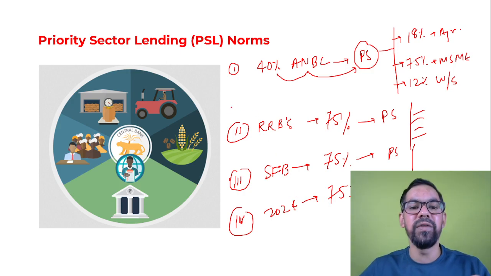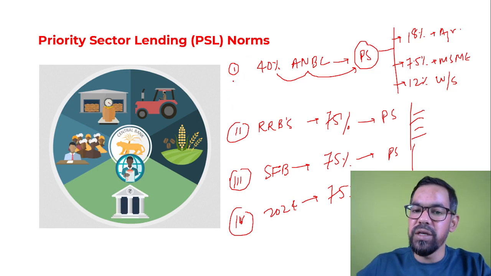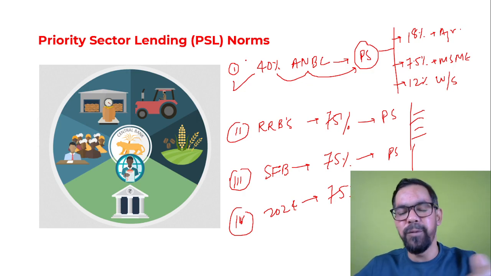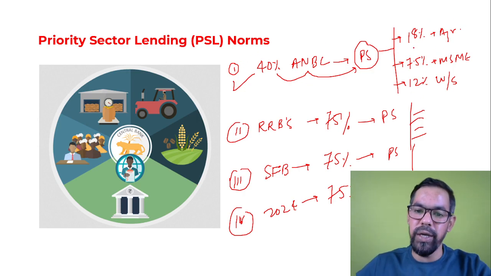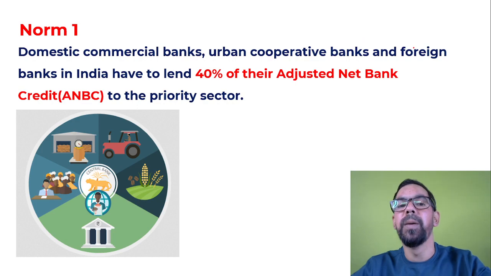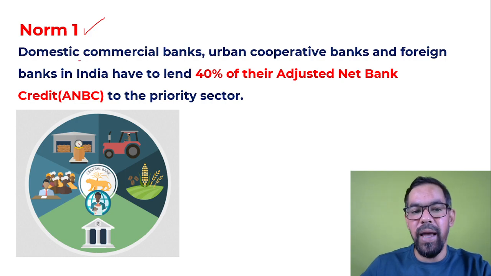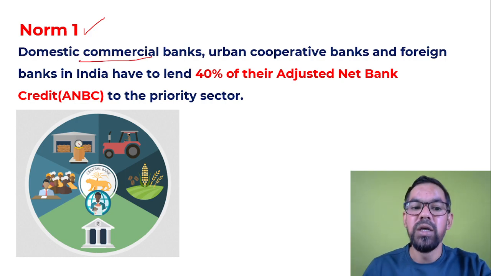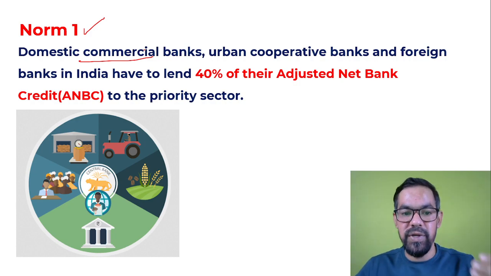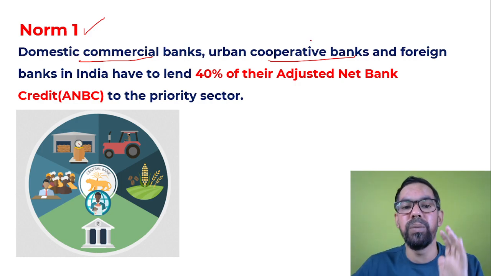For foreign banks, we have different guidelines for less than 20 branches or more than 20 branches. For more than 20 branches it is similar, but for less than 20 branches they have to lend 40%, though this is not mandatory. These guidelines, which are generally given by RBI, are known as PSL norms. So if you talk about norm 1, it covers domestic commercial banks. I hope you understand what domestic commercial banks are: this includes public sector, private sector, all banks. Urban cooperative banks' limit is gradually being increased by RBI, and by 2024 they will come in a different segment.